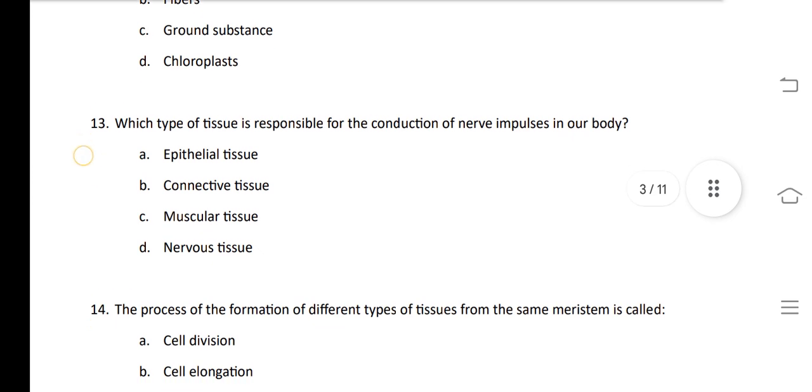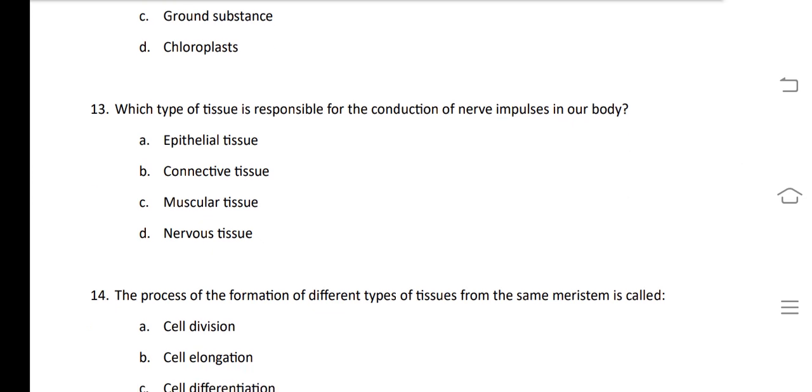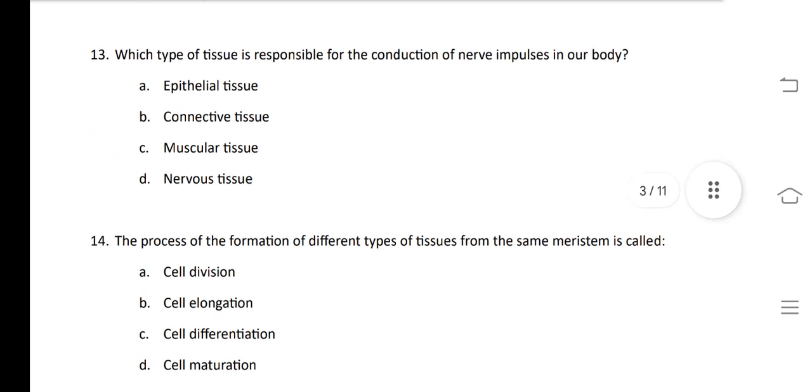Moving on to our next question, which type of tissue is responsible for the conduction of nerve impulse in our body? So nerve impulse is carried out by nervous tissue. Answer will be option number D.